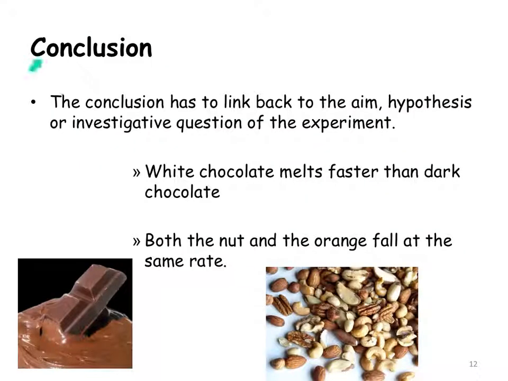And then finally you do a conclusion. The conclusion has to link back to the aim, the hypothesis, or the investigative question. So you need to talk about white chocolate melts faster because the aim was to determine whether white or dark chocolate melts faster. The aim was, does the nut or the orange fall faster? Sorry, that's the investigative question. Both the nut and the orange fall at the same rate. So that is the layout of an experimental write-up.